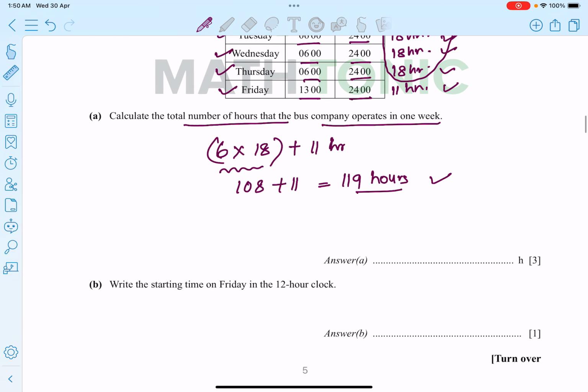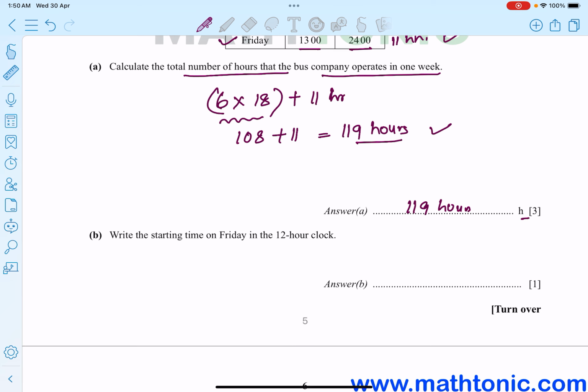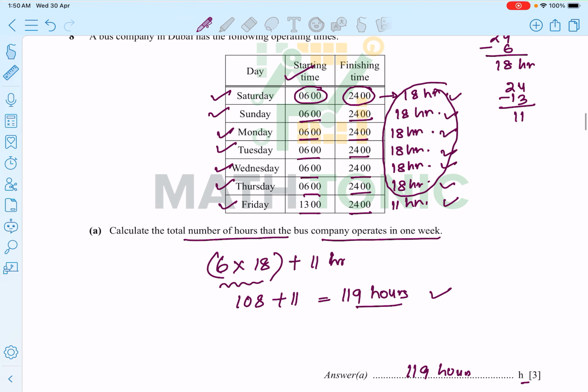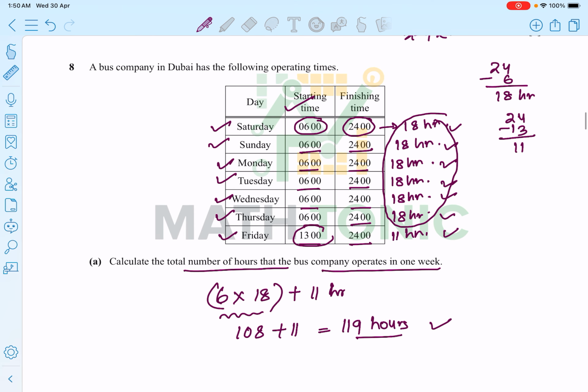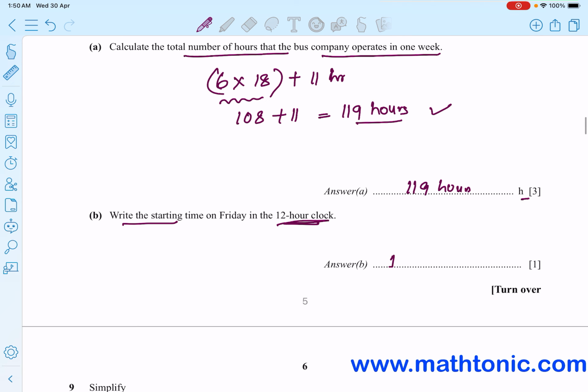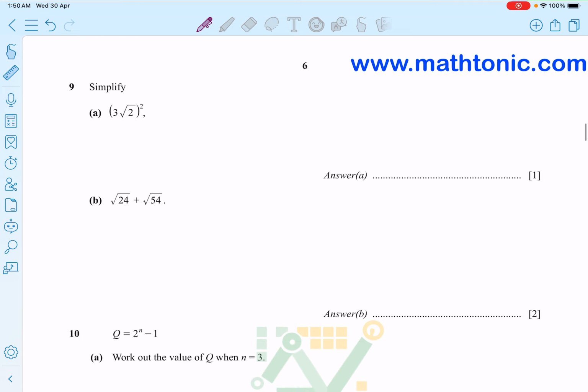Next question. So this one I got 119 hours, right? This is given already. Now the starting time on Friday in the 12-hour clock. You can see here, the starting time is given. So this one is given 13, right? 13 means after 12, okay, and daytime. So this will be 1 p.m. if I write in terms of the 12-hour clock. Easy? Yes.